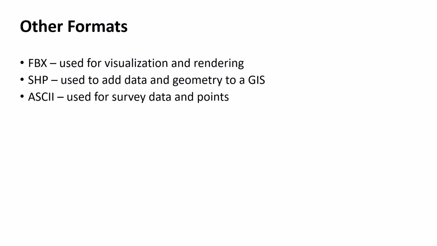Other formats that are supported are things like FBX, which is used for visualization and rendering, and it exports 3D solids, surfaces, and corridor models for software like 3ds Max or InfraWorks. Next is the shapefile format, which is for your GIS systems. These store vector geometry and attributes like parcel boundaries or right-of-way lines. And then finally is your ASCII files, which are text files or CSV files. These are used for survey data and points, typically containing northing, easting, and elevation.